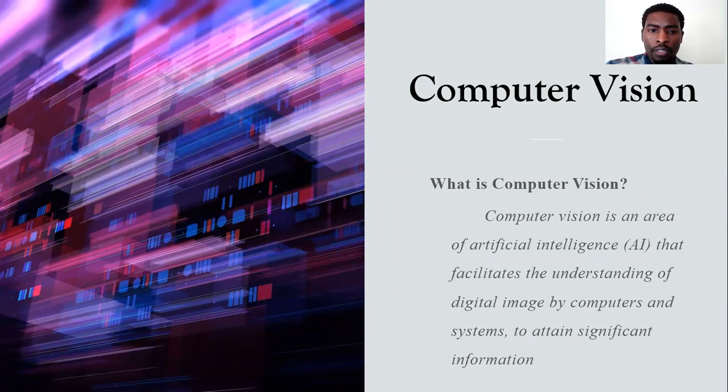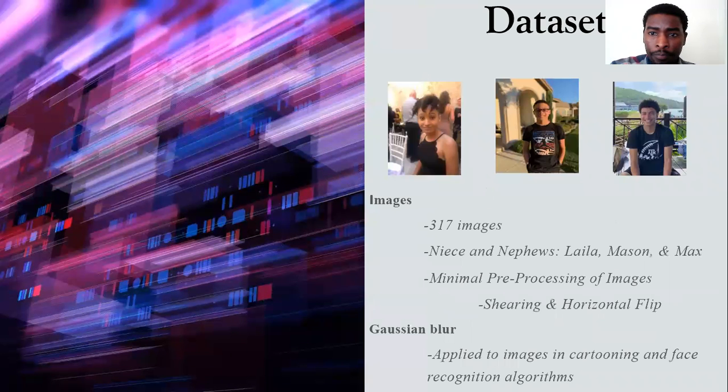So first off, we want to talk about what is computer vision. Computer vision is an area of AI that tries to facilitate the understanding of digital images by computers and systems so that we can garner some type of information from the image that's being displayed. Computer vision is used in a variety of applications to include computer games, movies, retail, law enforcement, and many other industries nowadays.